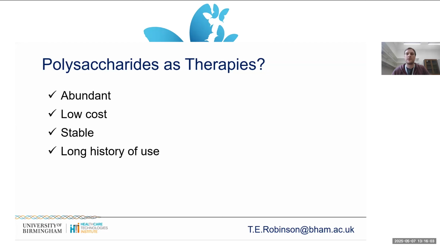So most interest in polysaccharides until now has been for their material properties, which we'll talk about at the end of this seminar. But they are very much cheap as chips. We're talking hundreds, thousands, 10,000 times as much for the same grammage of a therapeutic, even more for a biologic, than we are for polysaccharides. Stability is an interesting one.